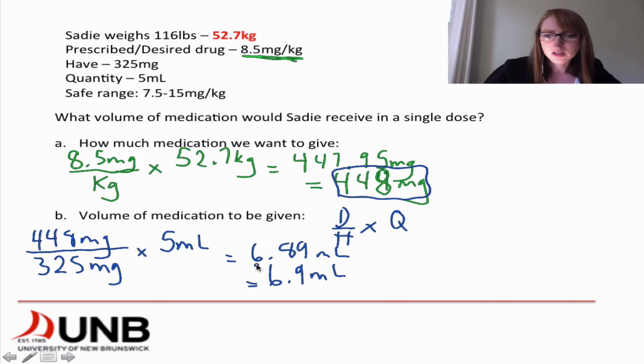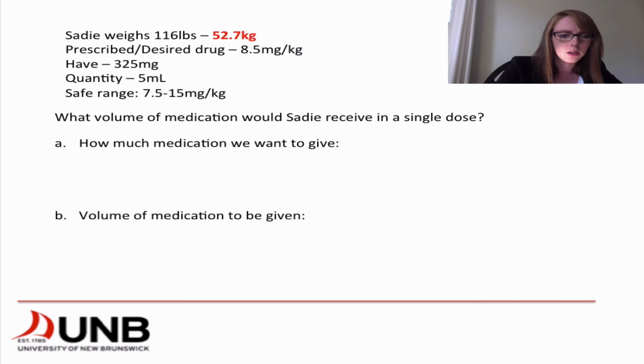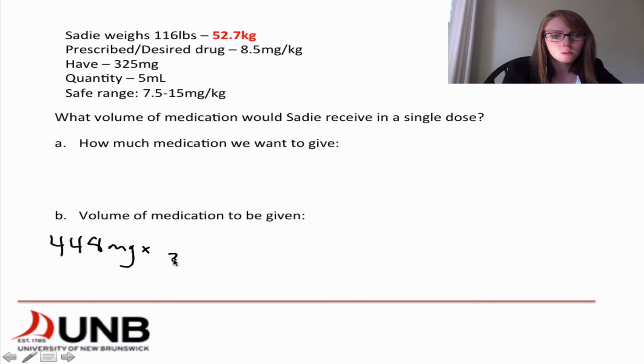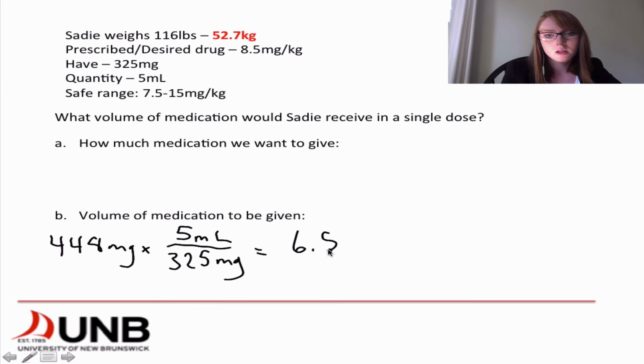So I'm going to clear this, and I'm just going to write this out one more time, just in a little bit of a different way, because some people don't like the D over H times Q. You can just cancel out your units. So 448 milligrams times 325 milligrams over 5 mil. And again, the answer is going to be the exact same. It's just a different way of doing it. 6.9 mils. So that is the next part of the question.